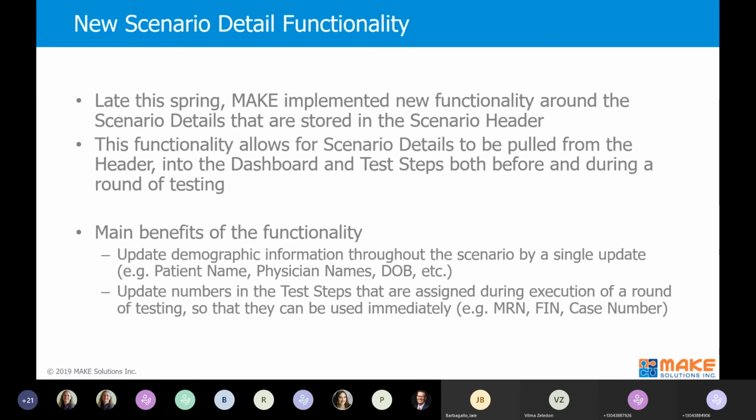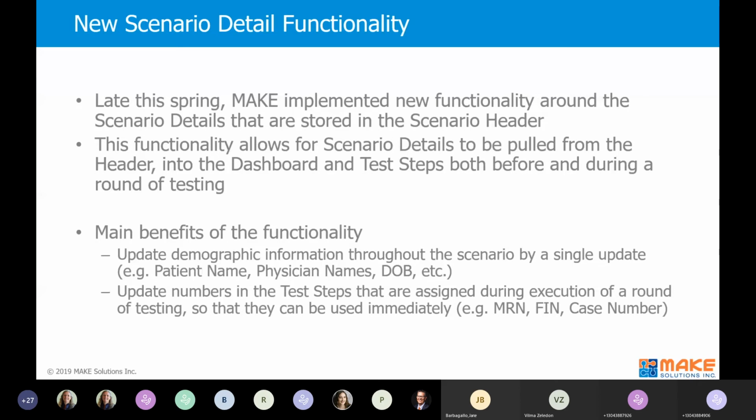So the most important example of that during the testing would be your MRN or your FIN or your case number, something that you don't know what it is until you start the round of testing. If you go in and you update those numbers in the header during the round of testing, they then become available. The other main benefit of this functionality is for updating things in the test script that you might want to change between rounds of testing.